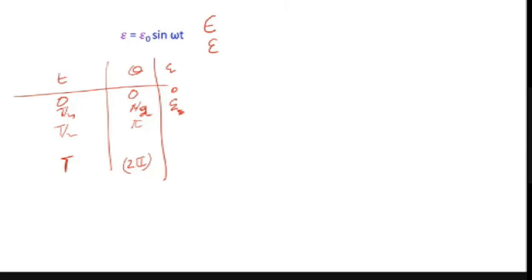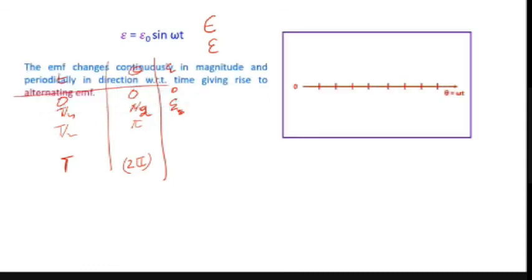What will be the graph of sin theta? I am asking the graph of sin theta. I'll draw it here. This is theta, omega t. So theta is pi by 2, pi, 3 pi by 2, 2 pi, 5 pi by 2, like that. Or in terms of time, how can I represent? T by 4, T by 2, 3T by 4, and T. This I already told.